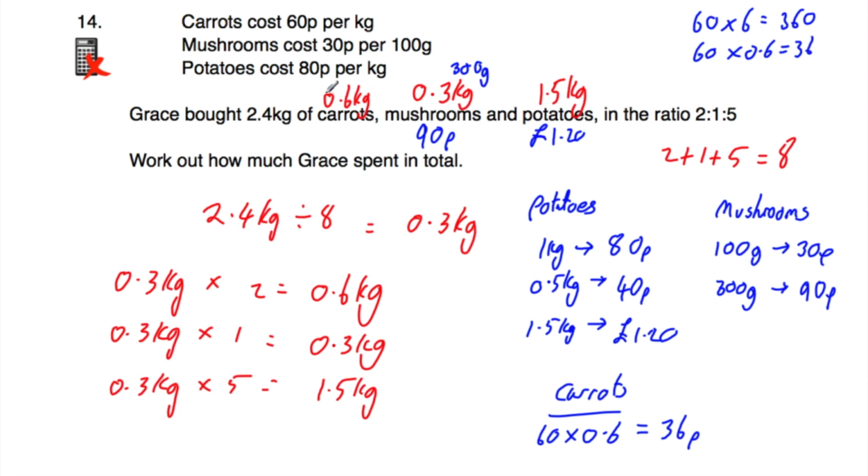Another way we could have done it was, well, we bought 600 grams of carrots and the 60p for a kilogram. So if it's 60p for 1,000 grams, it would be 6p for 100 grams. And then we're buying 600 grams, so that's going to be 6 lots of 6, and 6 times 6 is 36p. So that's the cost of the carrots. So now we know that the carrots cost 36p, the mushrooms cost 90p, and the potatoes cost £1.20. We can add them all together to get the total price.